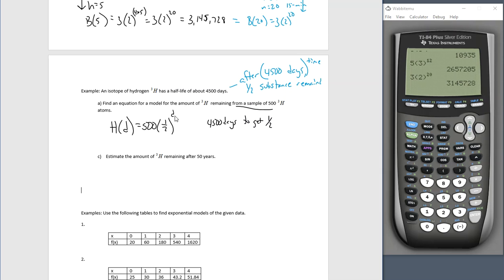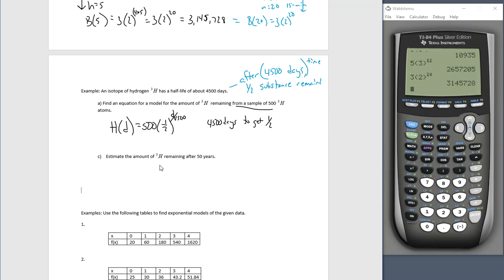So if I just had 1 day, it wouldn't give me a half, right? I would have to take the number of days, divide by 4,500. So that when I finally get, if I'm at day 4,000, it's a partial half of the half. But when I get to day 4,500 and I put it in for D, this will be a 1. I'll have half to the 1st power is 1/2 times 500 is 250. So when day 4,500 hits, that's when I get the 1/2. And that's what I have to check to make sure my model is good.